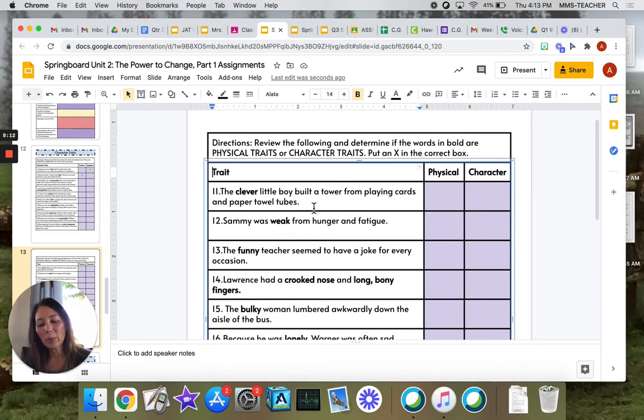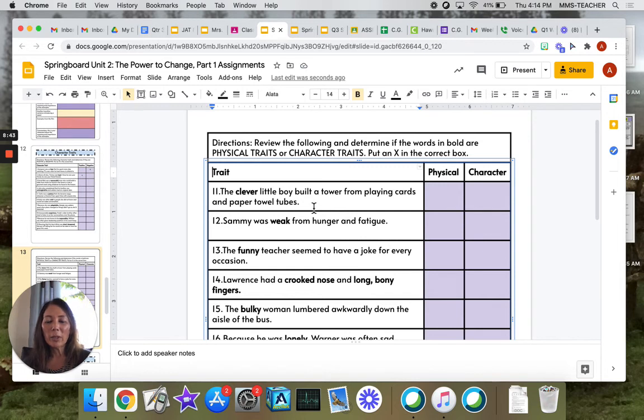Okay, so you remember in our composition book, we took notes on the difference between character traits and physical traits. Okay, remember that yellow box at the top? Character traits, you don't see it. It's not visible. It's a person's personality. It's what's on the inside. Whereas physical traits are their appearance, what they look like on the outside.